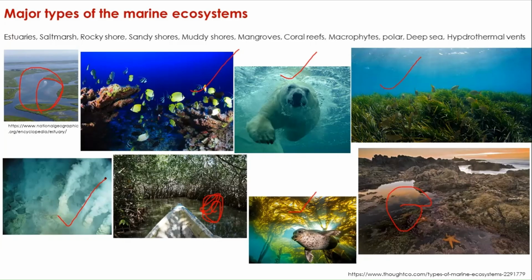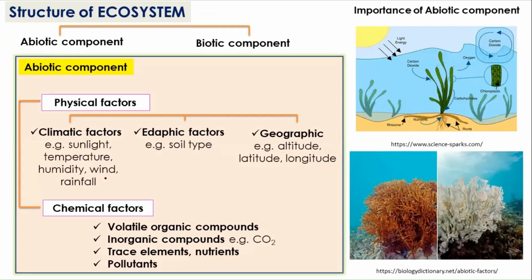Now, irrespective of whatever ecosystem you take, there would be two components of it, right? So there is a structural component of the ecosystem. One is the abiotic component and the other is the biotic component. The abiotic component consists of the physical factors, that is the climatic factor, edaphic factor, and the geographic factors, right? In the climatic factor, we know there is sunlight, temperature, humidity, wind or waves, river runoff and so on, right?